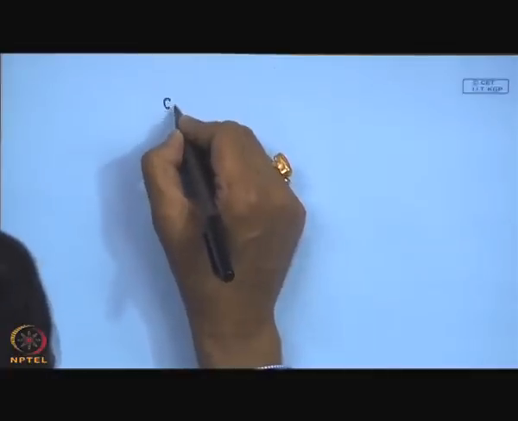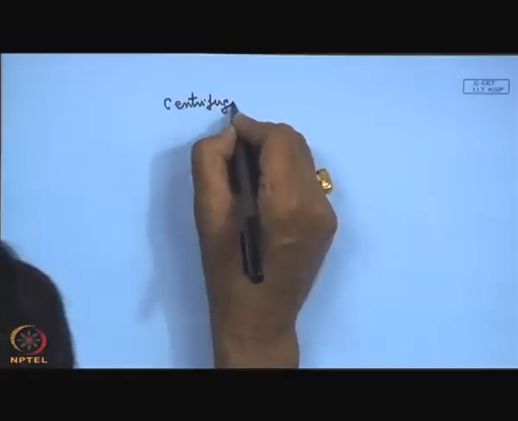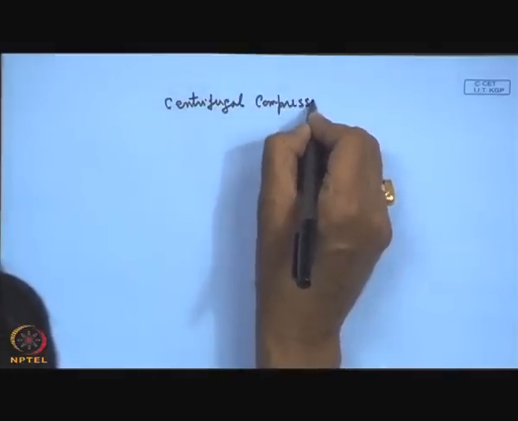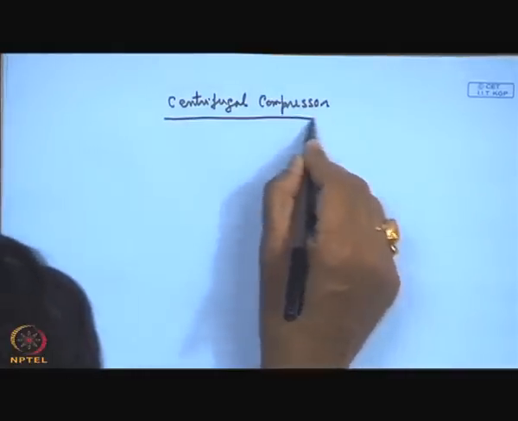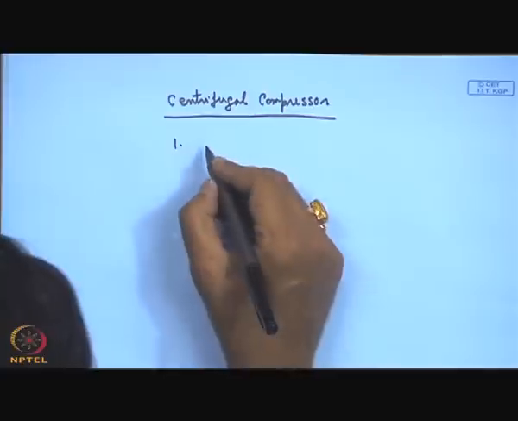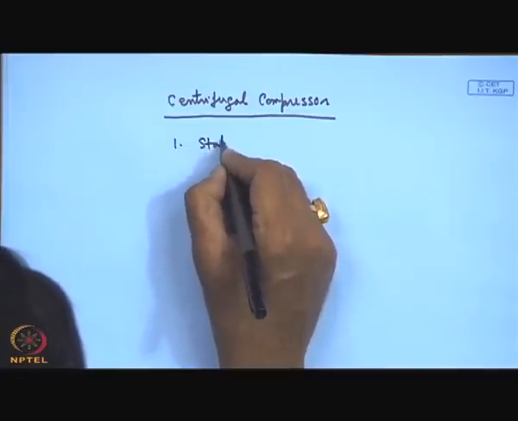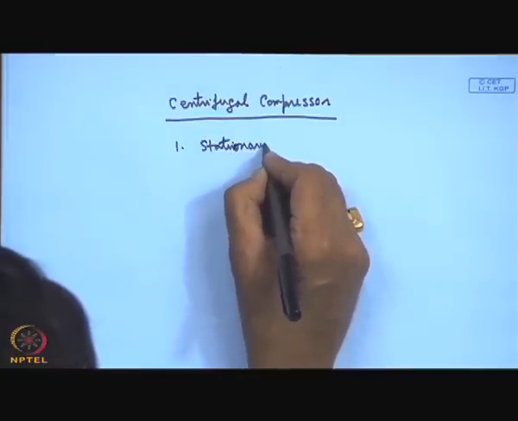Now, I come to the basics of centrifugal compressors. As I have told, a centrifugal compressor uses air as the working fluid, and energy is given to the machine to raise the static pressure. Centrifugal compressors consist mainly of three parts. One is the casing, the stationary casing. All machines basically have a stationary casing.